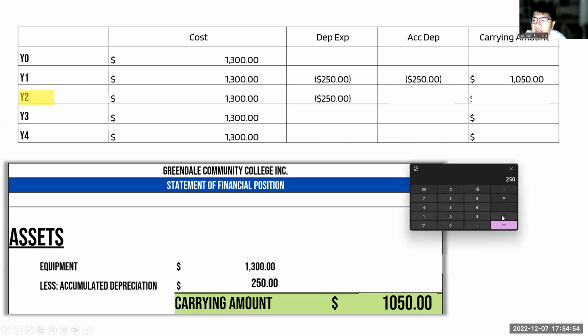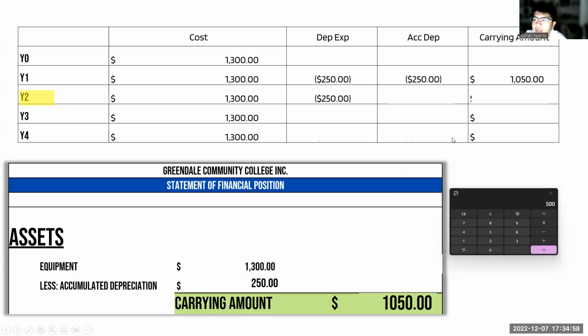250 from the previous year plus the current year of 250. Your ACDEP should now be at 500. And therefore, 1,300 minus your ACDEP on year 2 of 500, it's an 800 carrying amount. So in year 2, your financial statement would look like this. Equipment of 1,300, ACDEP of 500, carrying amount of 800.